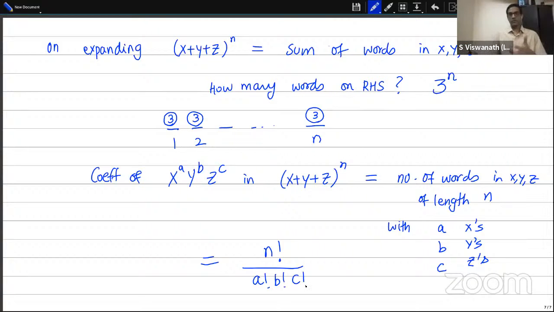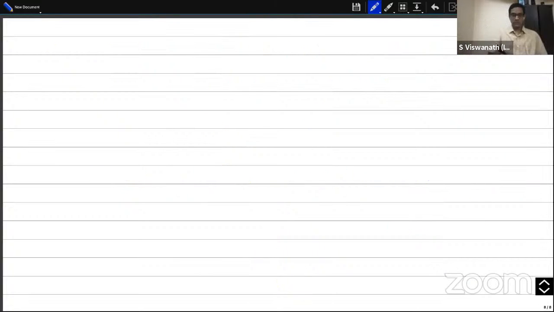You again arrange all the n words, but among the x's you can permute, among the y's you can permute, and among the z's you can permute. And so this is the multinomial coefficient. And you don't need to stop at 3. Similarly, you have multinomial coefficients for any n.